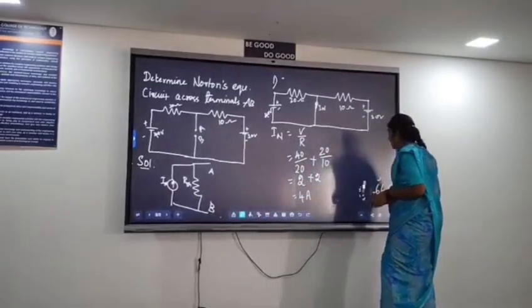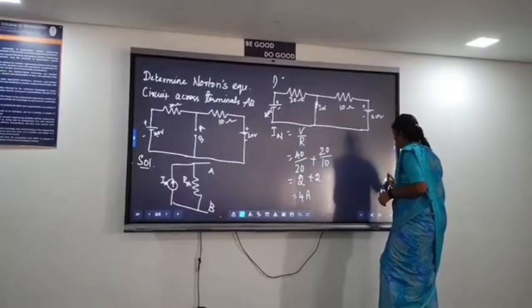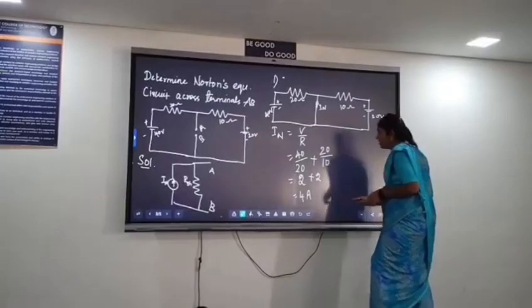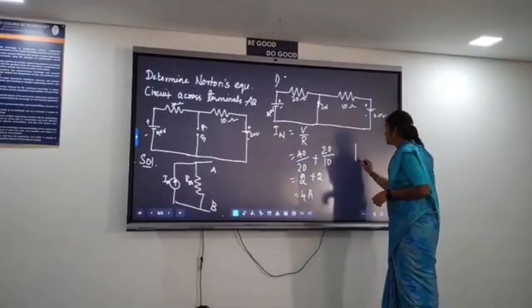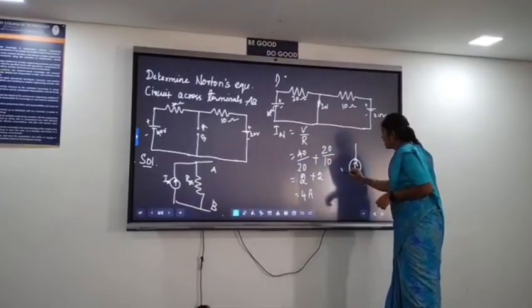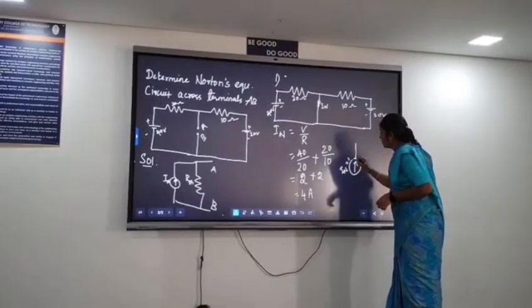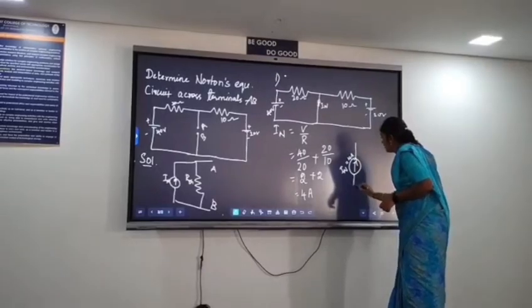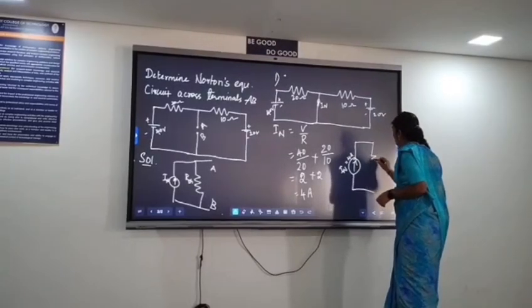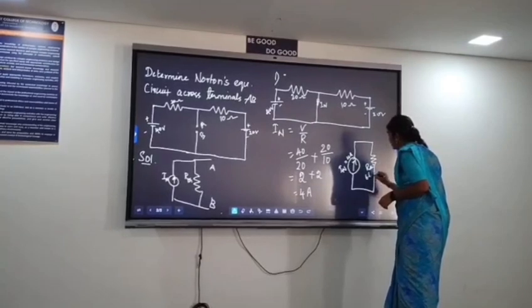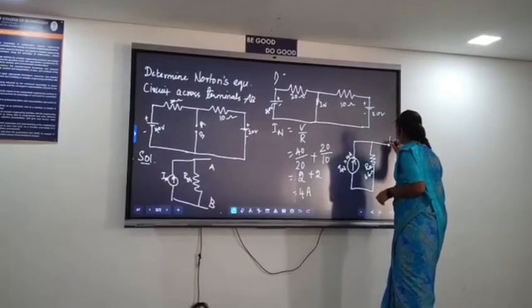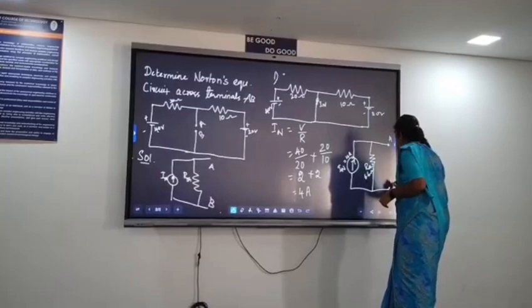So far we have found the values of RTH and IN, which are needed for the Norton's equivalent circuit. Finally, the equivalent circuit is drawn like this: IN, which we found to be 4 ampere, and RTH, which we found as 6.66 ohm, across the terminals A and B.